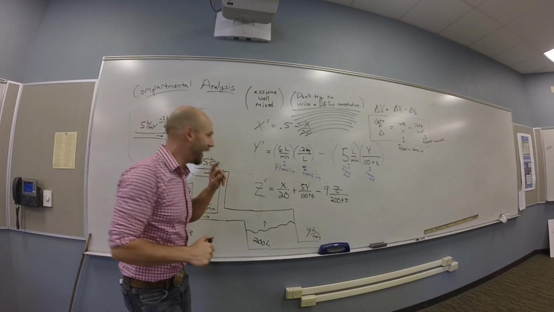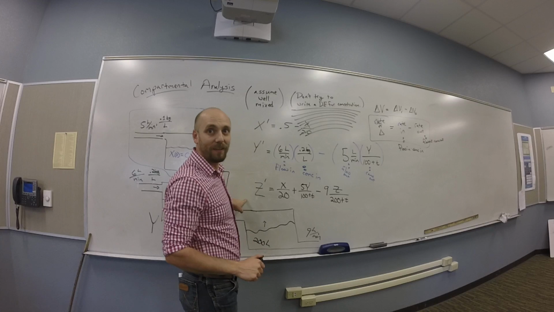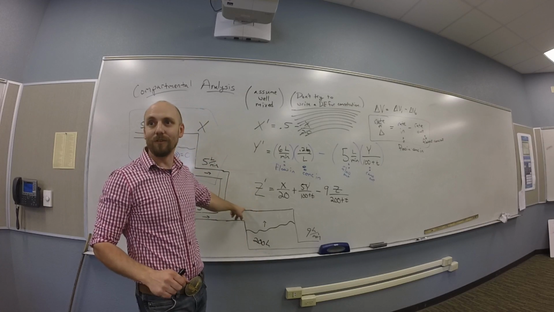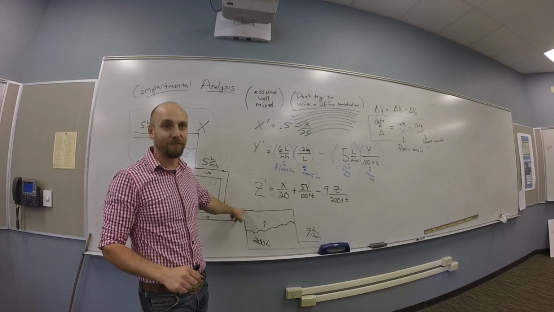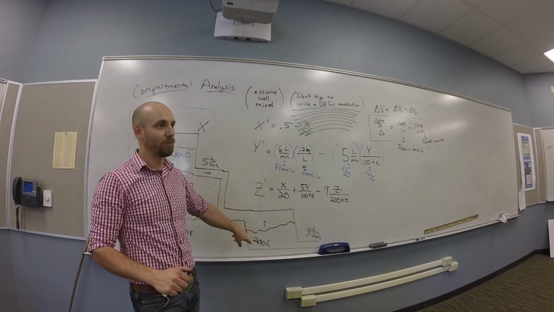Also, note at the end, the thing you have obtained when you solve for x and y and z, those are not the concentrations of salt in the tank. Those are the amount of salt in the tank. If you want the concentration, you need to divide by the volume of the tank.